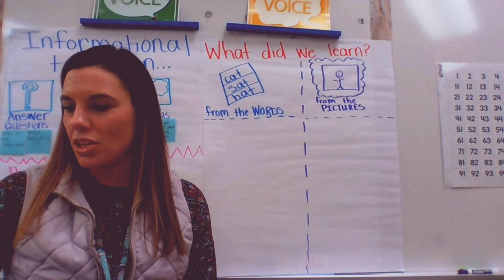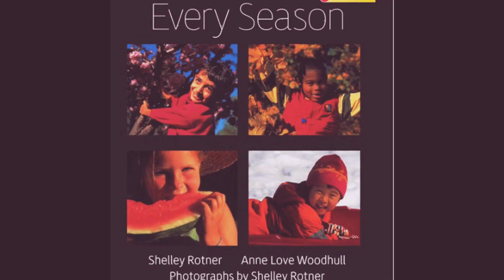The story is called Every Season, and it's written by Shelley Rotner and Anne Woodhull, and photographs are also by Shelley Rotner. And if I look at that picture already, I can see there's 4 pictures. There's a kid in each of the pictures. The first little boy is climbing a tree. Then we have a little girl who's playing in the leaves, and a little girl eating watermelon, and then another little boy playing in the snow. So already my thinking voice is saying, I bet this is going to be about the 4 seasons.